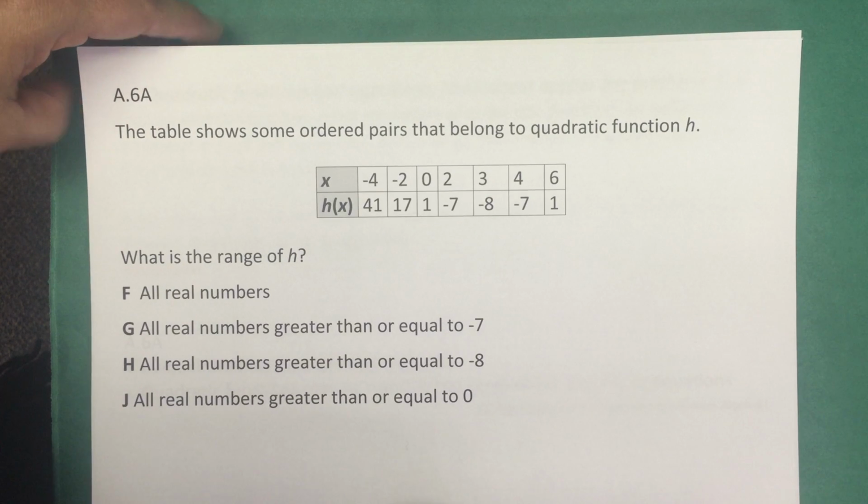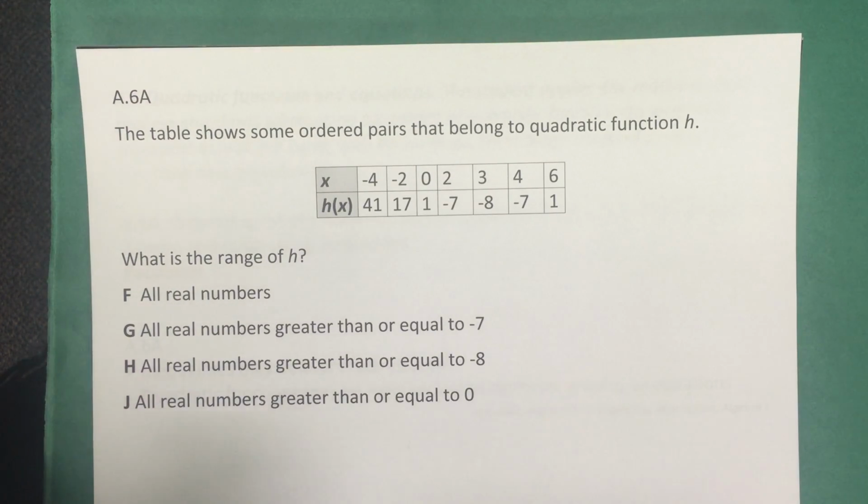Let's look at a released item from the 2016 Algebra 1 STAAR test that is aligned to this standard. The problem says the table shows some ordered pairs that belong to quadratic function h, and we're given a table of values. What is the range of h?